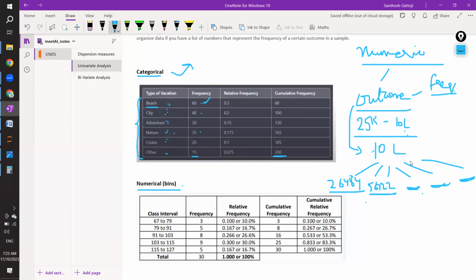See, if you consider 10 lakhs, almost all of them will have different salaries. Mostly the salary will not repeat. So if you have all these values, what will be the frequency of each value? Maybe 1. Right, 1, because frequency is the number of times it's repeating. So the frequency will be 1.